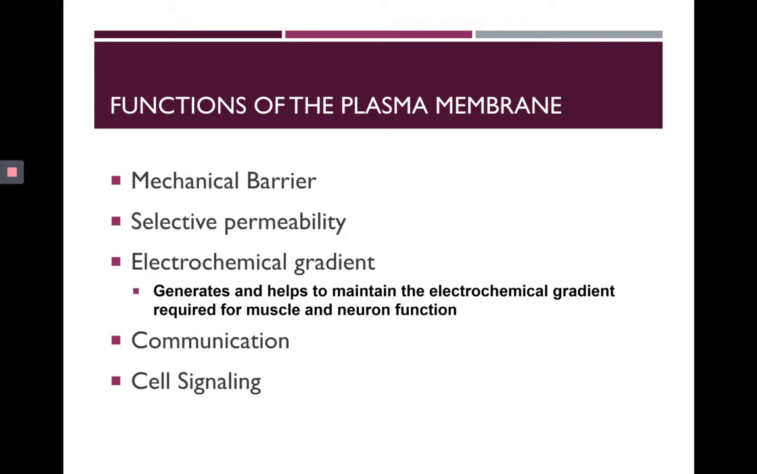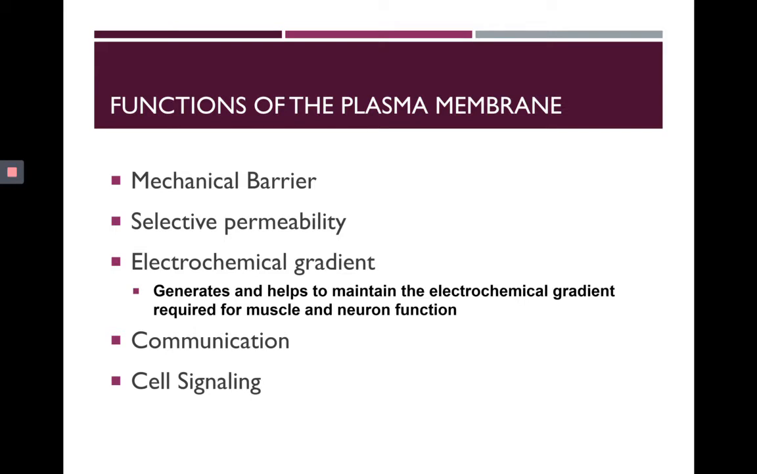The functions you can probably guess at. Two we've already suggested. It's a barrier. It gives the cell an inside and an outside, so it's a simple mechanical or physical barrier. It also gets to decide what comes in the cell and what leaves, so it's selectively permeable. It also is able to generate an electrochemical gradient. When we get to chapter 9 or talk about skeletal muscle and then later the nervous system, we'll really delve into this electrochemical gradient. We'll see how certain cells, like muscle cells and neurons, are able to generate and maintain electrochemical gradients that are required for their function.